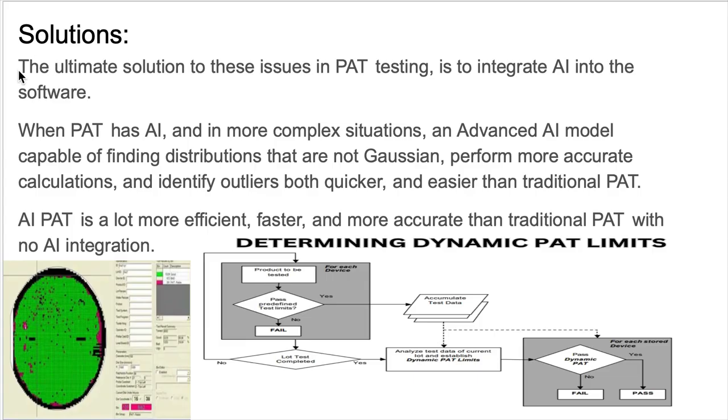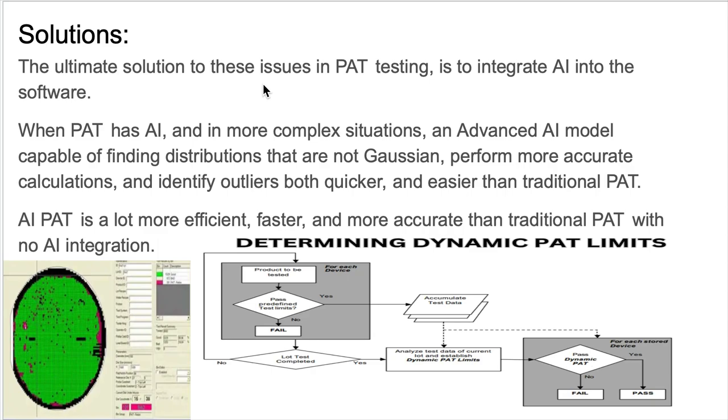As you can see here, it says the ultimate solution to these issues in PAT testing is to integrate AI into the software. So now I'll discuss this in more detail. It's simply as it sounds. You integrate AI into PAT, and you get AI PAT with an AI software. When PAT has AI integrated in it, there are also different models of AI, more complex, less complex, all of that. They can perform different calculations at different levels faster and more accurately.